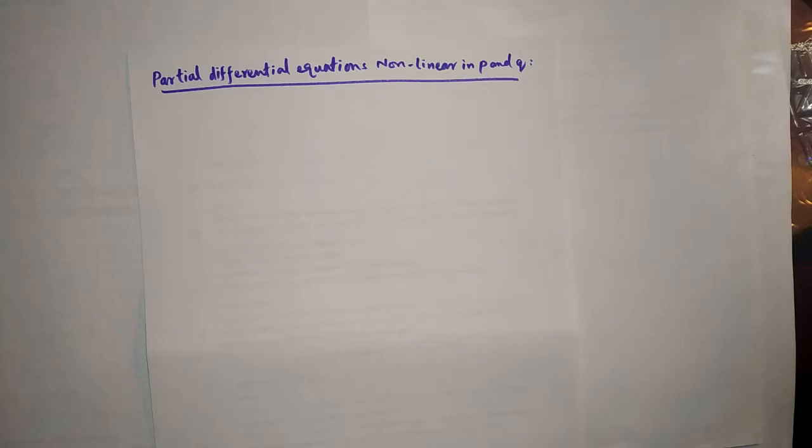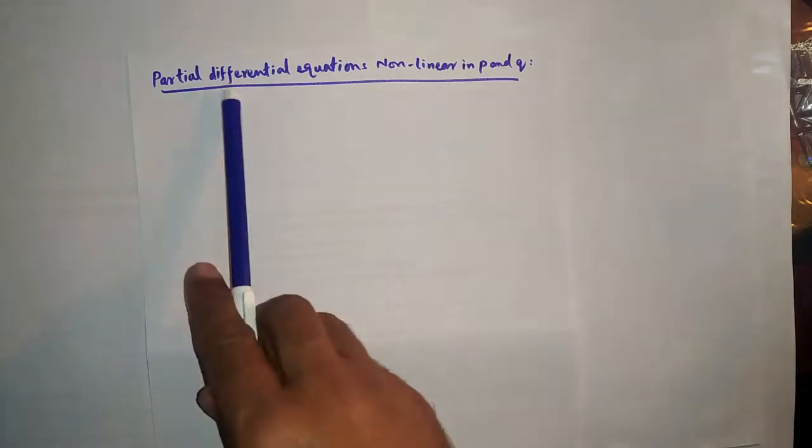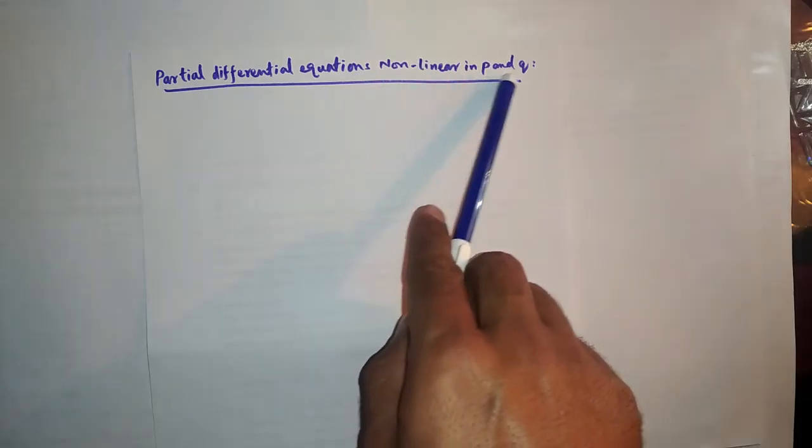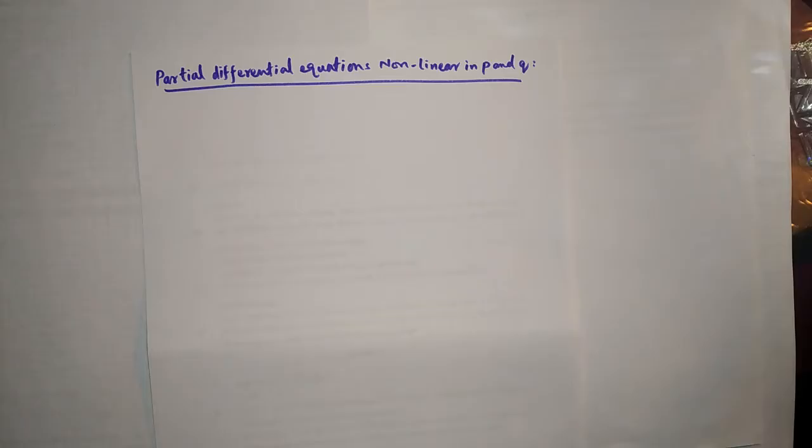Hello students, in today's lecture we are going to study how to solve partial differential equations which are non-linear and whose order is 1, so the non-linear partial differential equation of first order. In our previous lecture we discussed the Lagrange's form of linear partial differential equation. But in today's lecture we are going to solve such partial differential equations which are non-linear in p and q. There are different forms of partial differential equations, so first we are going to study the standard form 1.